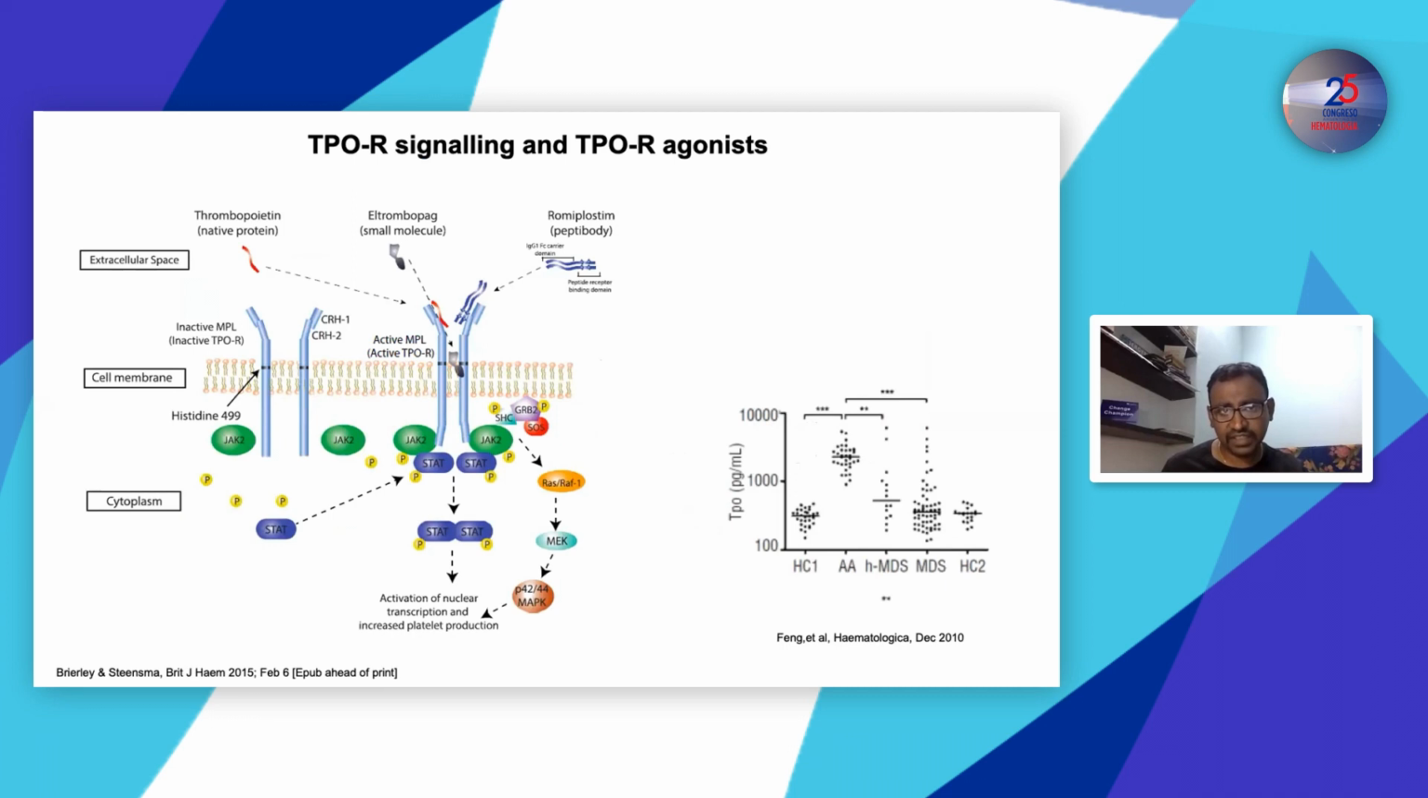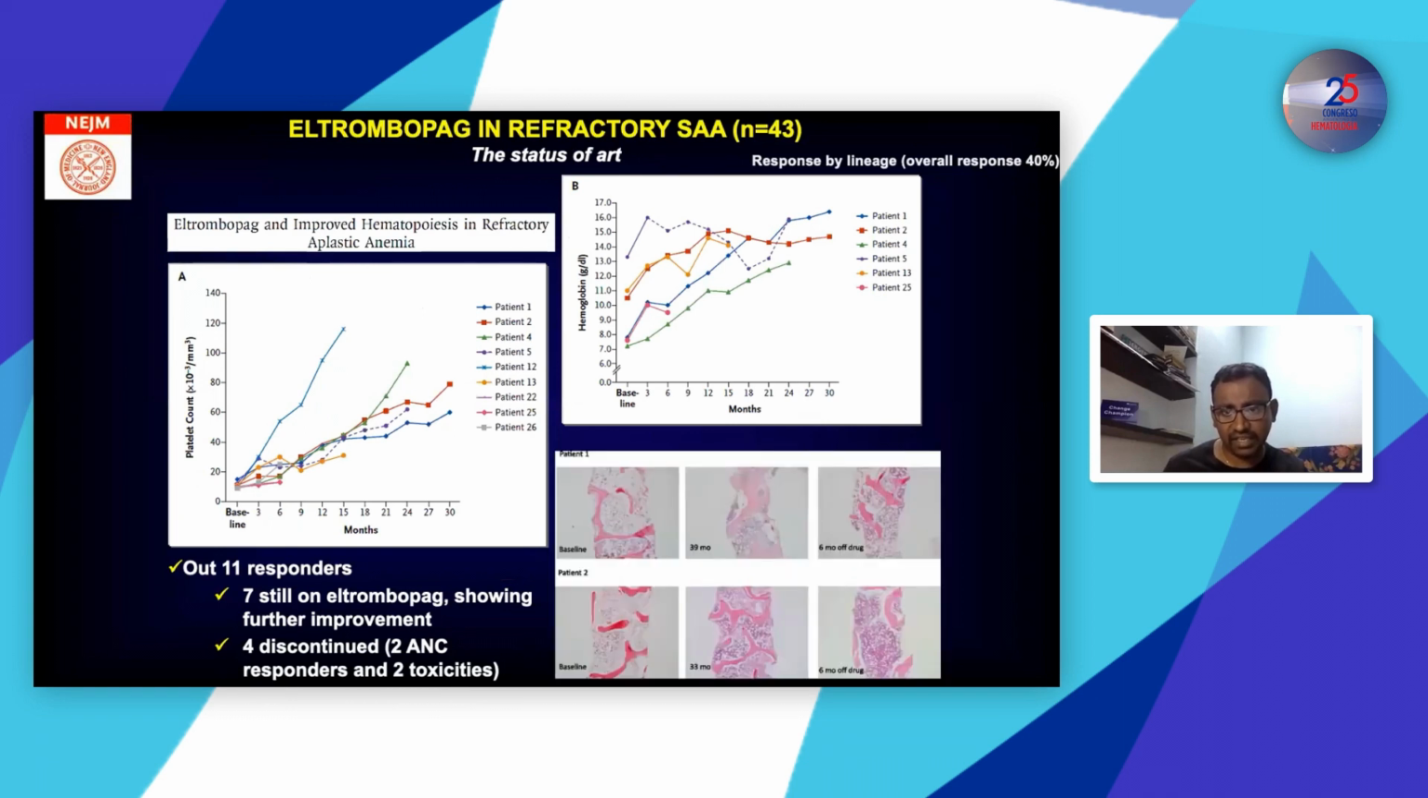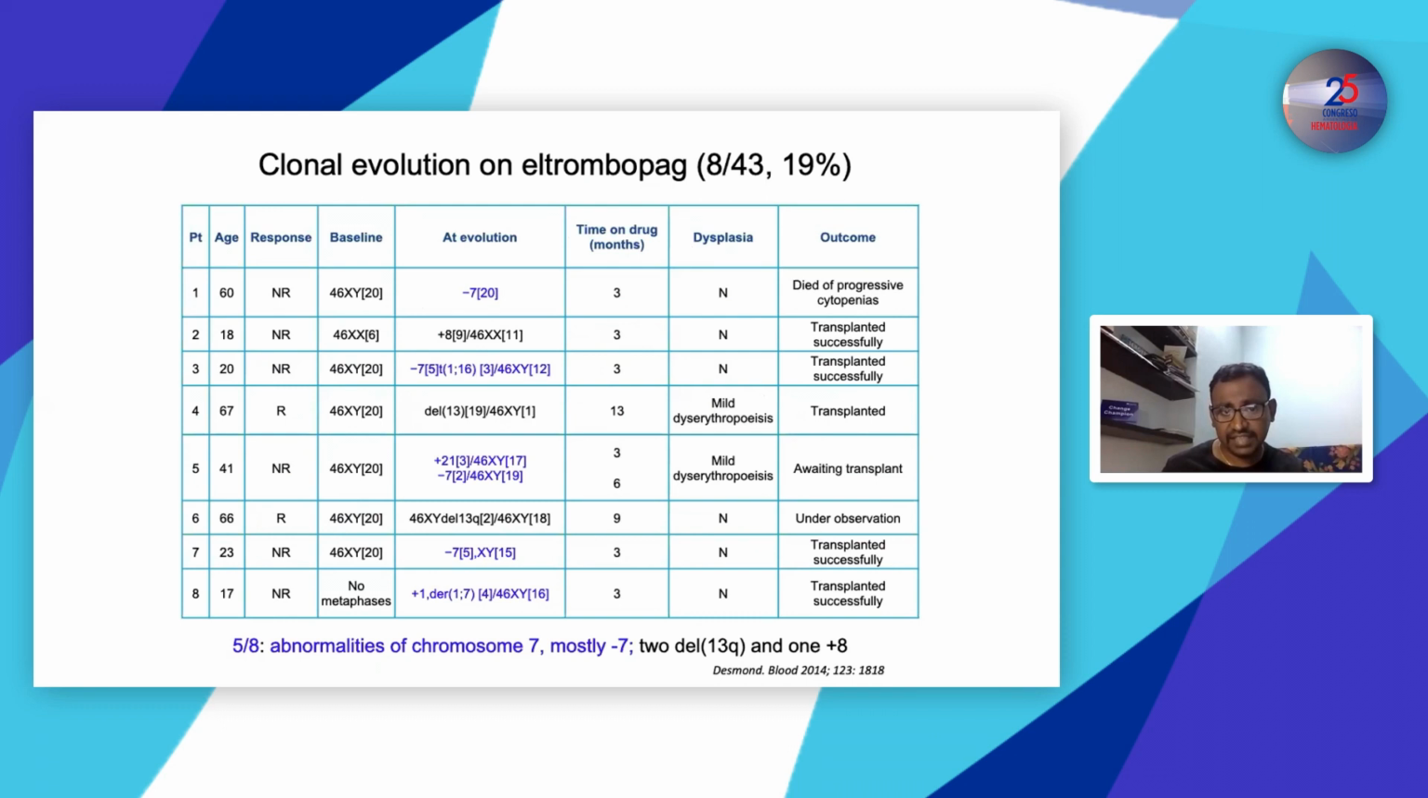So when we switch gears to looking at TPO receptor agonists, when the first data was published nearly 6 to 8 years back, people were surprised that eltrombopag as a single agent in refractory relapsed aplastic anemia induced not only single lineage responses, but tri-lineage responses and improvement in cellularity.